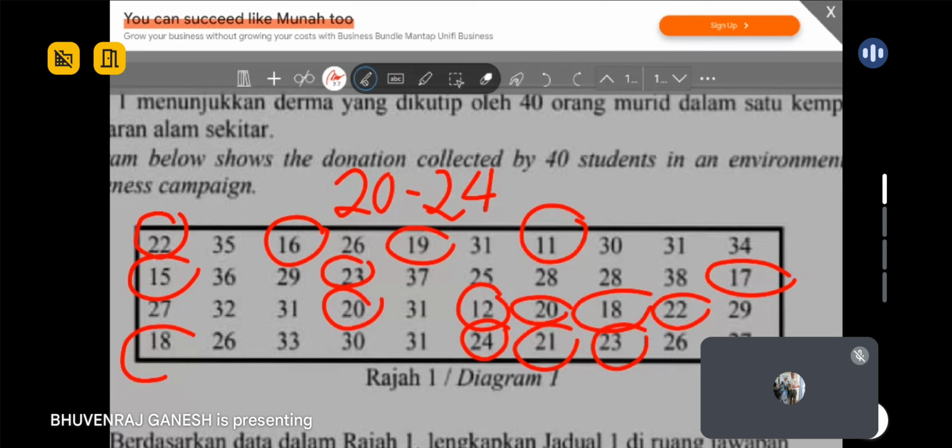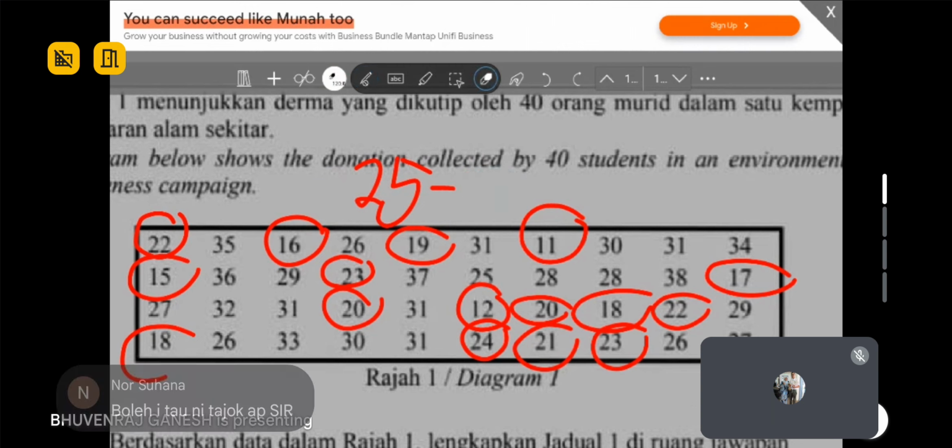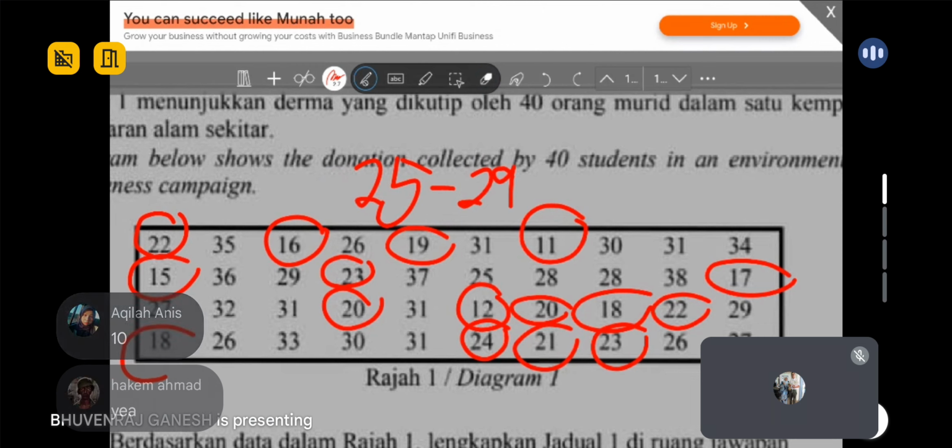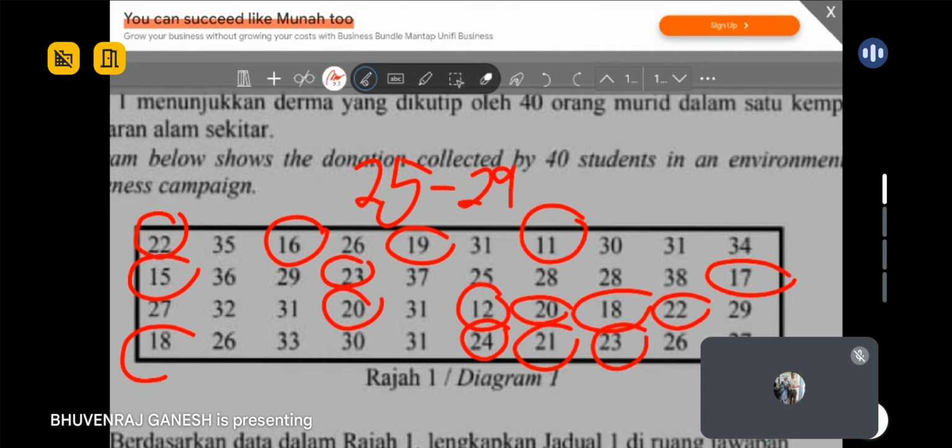Okay. So next one, guys. 25 to 29. May I know how many? 25 sampai 29. Apa frekuensi dia? Wah, so fast. Oh, ada orang tanya. Hakim, where got 20? Wrong lah. Oh, just now answer. Sorry. Boleh I tahu ni? Oh, Form 5 bab 7 guys. Form 5 chapter 7. Okay, very good Akila.